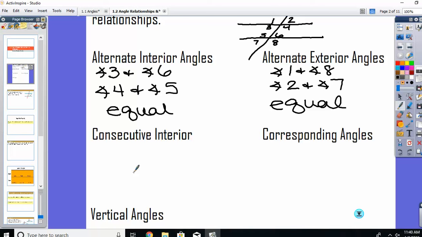Consecutive, so that means same side interior. So in the parallel lines on the same side of the transversal, that would be 3 and 5, and 4 and 6. Would those have the same measurement? No. Think about what we know. We know 3 and 6 have the same measure, right? And we know that 5 and 6 make a straight line. That means they add up to 180 degrees, so they're supplementary. So what has to be true about 3 and 5? Supplementary.